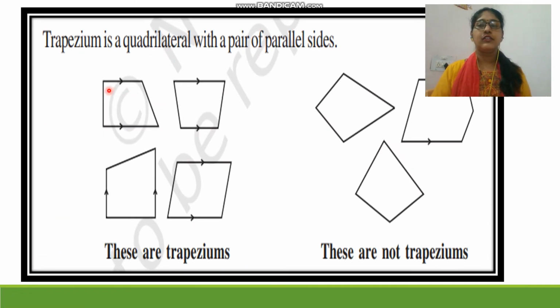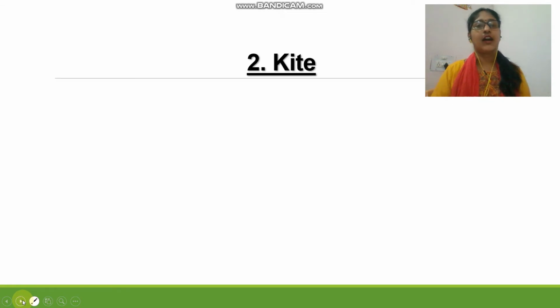These figures show a trapezium because they have one pair of parallel sides. But these are not trapeziums, because in the first figure no sides are parallel to each other. This is a pentagon, and also in this figure no sides are parallel. So they are not trapeziums. Our next type is kite.